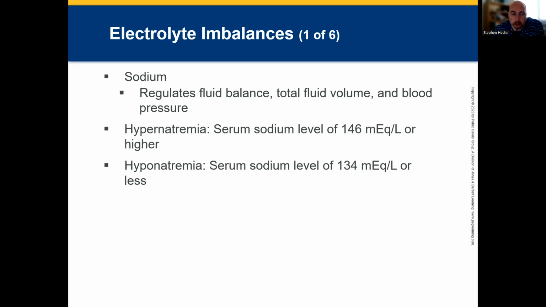A hypertonic fluid deficit occurs due to a disproportionate loss of sodium during water loss. Hypernatremia is a serum sodium level of 146 milliequivalents per liter or higher in our blood. So that's more salt than what we need. Hyponatremia is a serum sodium level of 134 milliequivalents per liter of blood or less, and that means we don't have enough sodium.